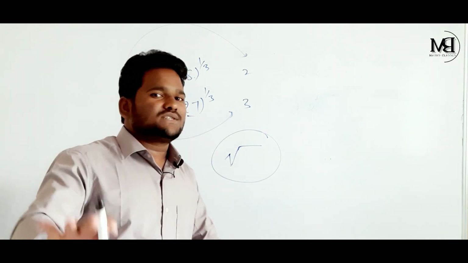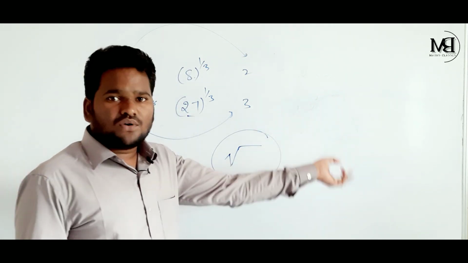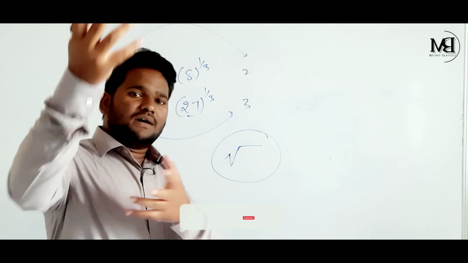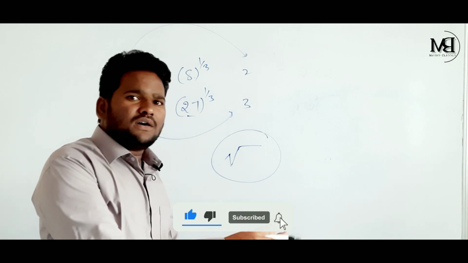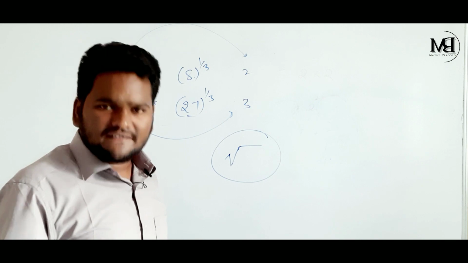Here you may get one doubt. Sir, when the matter is about square, you applied power 1 by 2. When the matter is about cube, you applied power 1 by 3. Then how is this root applicable for square and cube? Yes, my dear children, there is a difference. Okay.